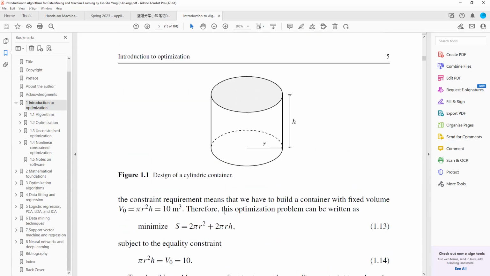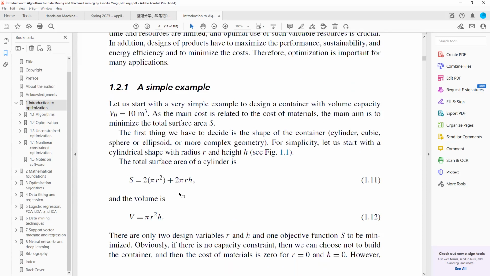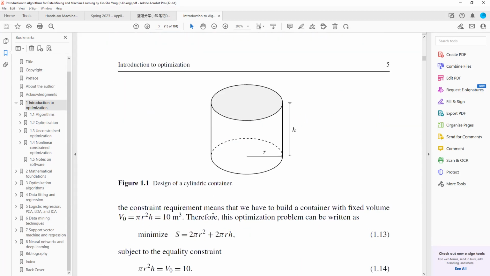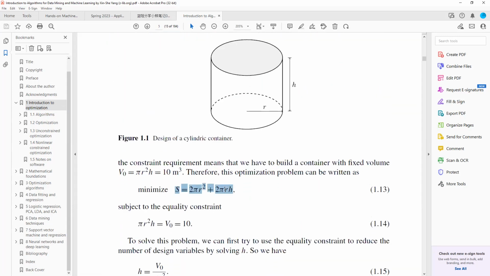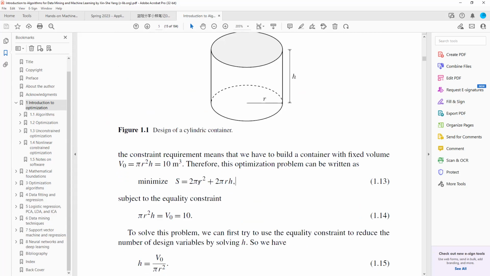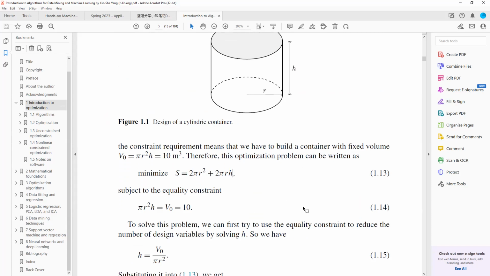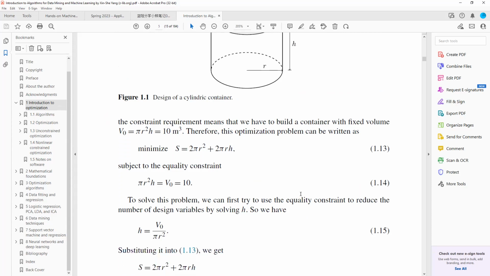but here one thing I want to mention is that this is a nonlinear optimization. Why is it nonlinear? Just because the function itself is r squared. We're trying to minimize s, which is a nonlinear function of unknowns. The unknowns would be r and h, with certain constraints. That's why we consider this to be a nonlinear optimization.